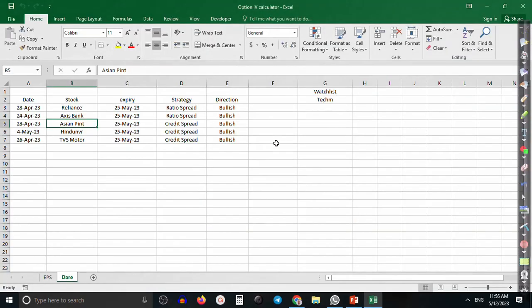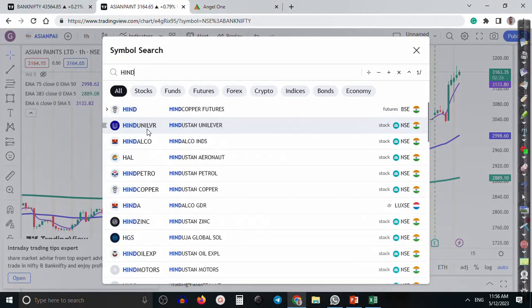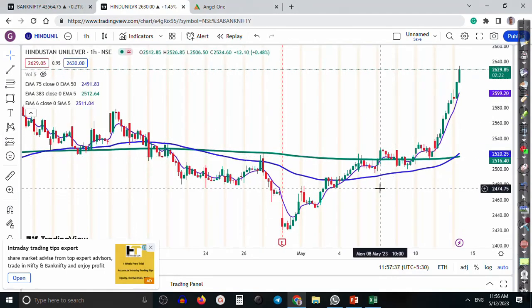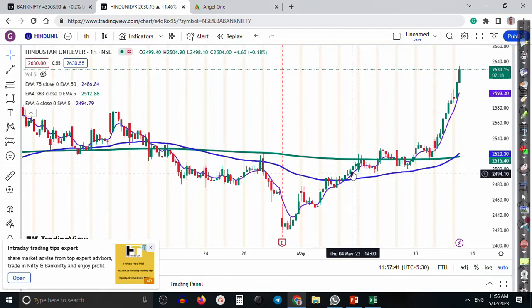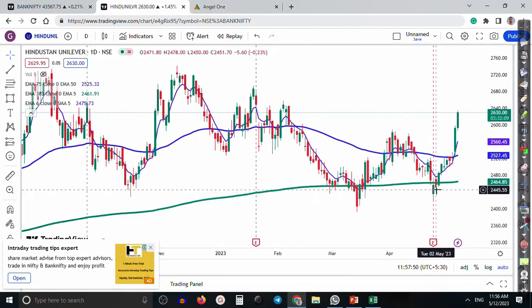Another one is Hindustan Unilever, and I placed the order on 4th May. Why did I place the order on 4th May? Let me show you the daily time frame.